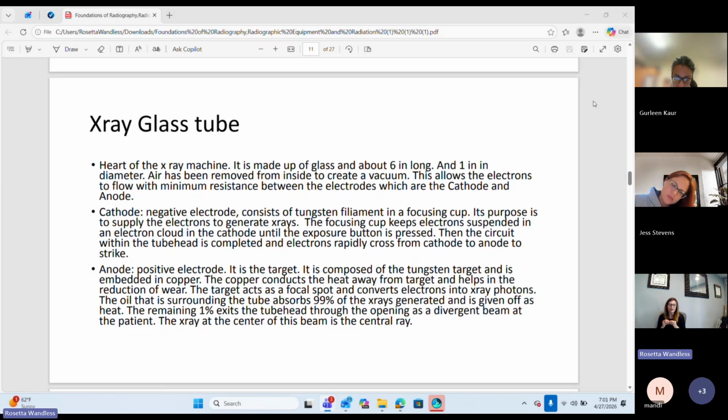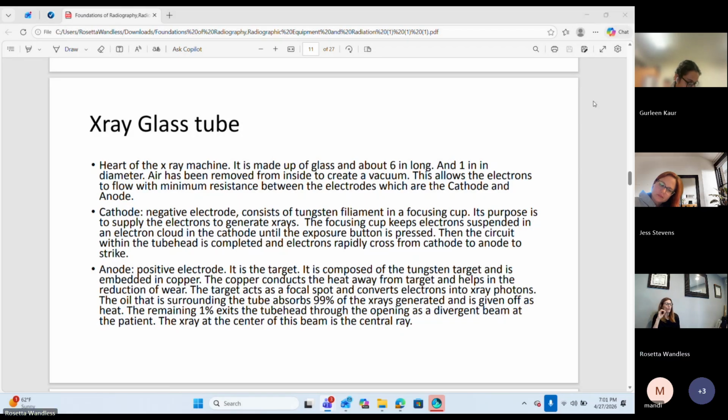Embedded in a piece of copper, so you'll have a piece of copper. Embedded in that copper, you have another piece of tungsten. It's like a block of tungsten embedded in a block of copper. We call that the tungsten target. So it's on the positive side.